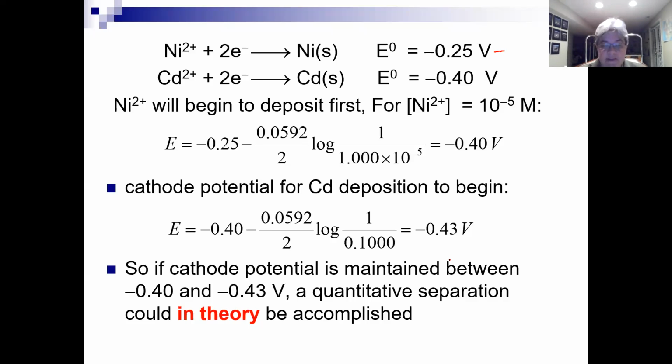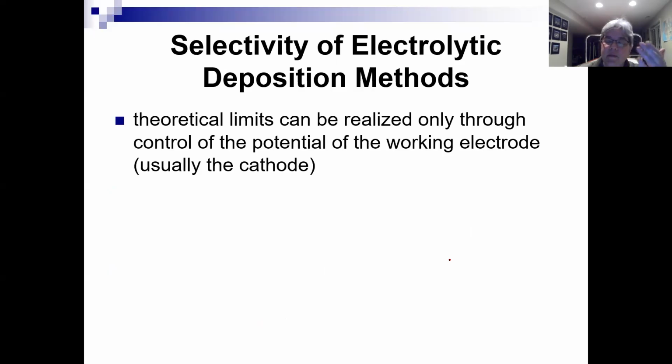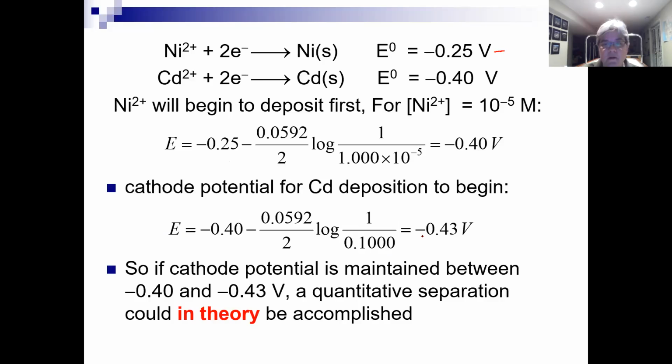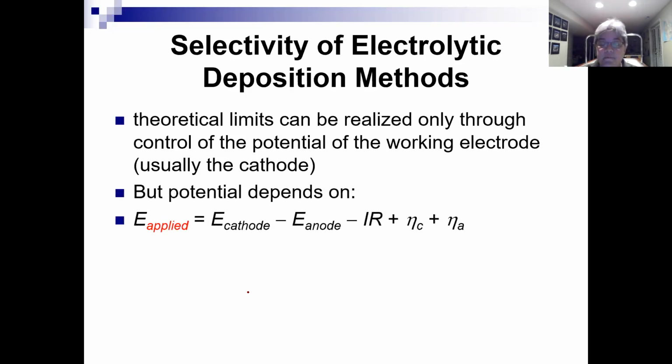Now it would be very nice if we could just stop there and say, that's not too hard. But remember that the true potentials that we need are not just that simple equation. Yes, we have to look at cathode minus the anode, but we also have to look at the IR drop, and these overpotential things. So it's not as simple as just keeping the cathode between minus 0.4 and minus 0.43. We also have to think about these other factors. And unfortunately, all of these change with time. We're going to talk more about that, but first, let's review these overpotentials.